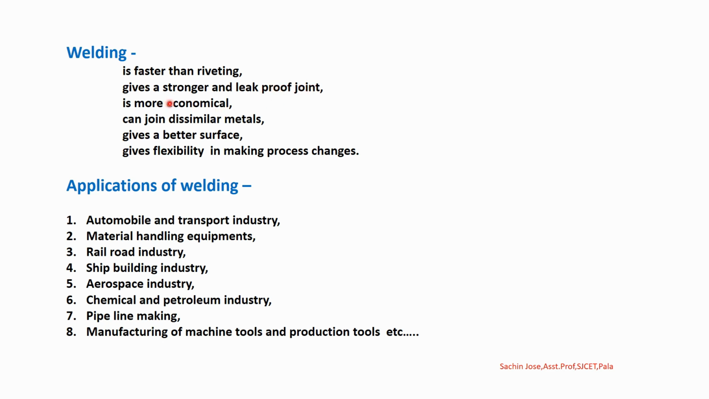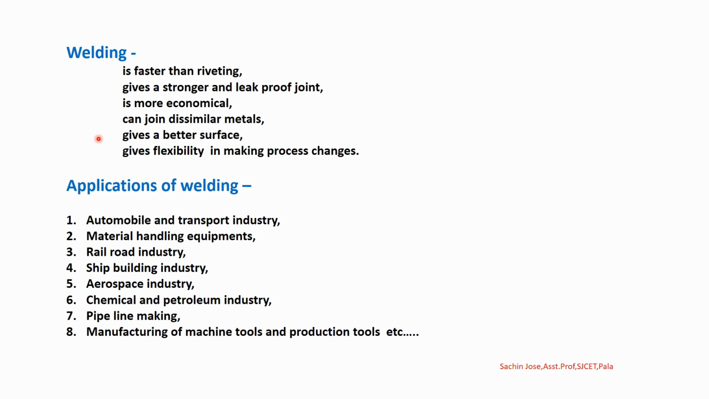It is more economical. Why? Because it has fewer components compared to riveting or compared to other fastening like nut and bolt. It is more economical because of fewer parts, right? It can join dissimilar metals. In the olden days it was not possible to join dissimilar metals, but the present day technologies allow the joining of dissimilar metals which have different properties and may not normally fuse together.